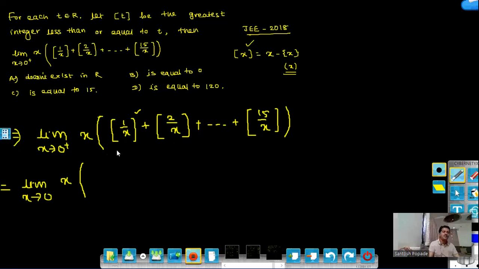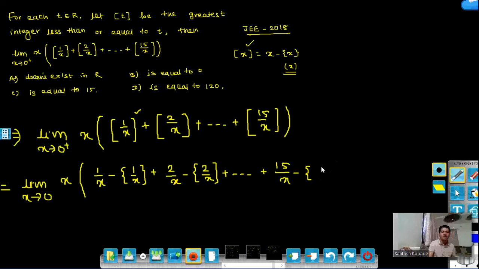I will write using the definition 1 by x minus the fractional part, which means from the given number 1 by x we subtract its fractional part. We are using this curly bracket for writing the fractional part of 1 by x. In some cases parentheses are also used to represent the fractional part. Similarly plus 2 by x minus the fractional part of 2 by x. Continuing like this, and so on, the last term will be plus 15 by x minus the fractional part of 15 by x.